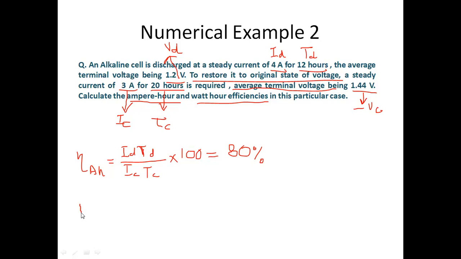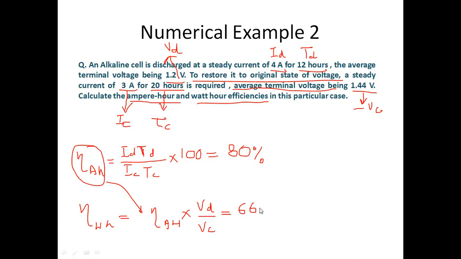And next is the watt hour efficiency. So you can use eta AH here, eta AH into VD by VC. You can put the values and calculate the efficiency. This is a simple example just like the previous one. So it comes out to be 66.7%.